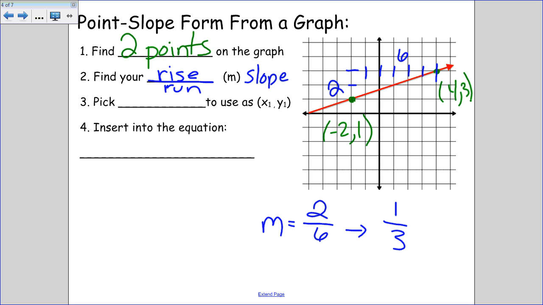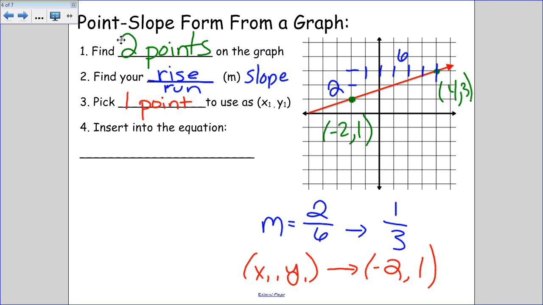Then we need to pick one point to use as our x1 and our y1. Okay, this time I'm going to pick the point, let's see, for my x1, y1, I'm going to use -2, 1. Okay, the first point that we picked. Then we need to insert them into our equation. Do we remember what it was? Y minus y1 equals m times the quantity x minus our x1.